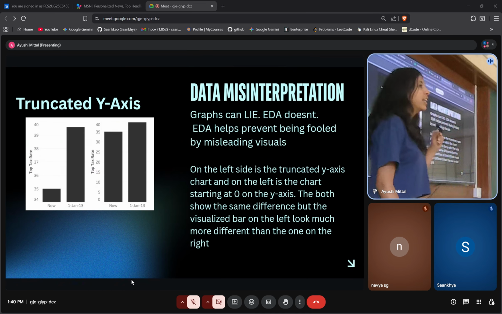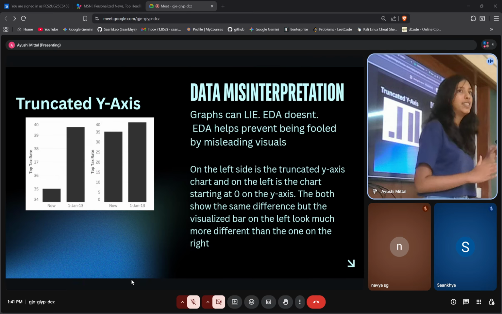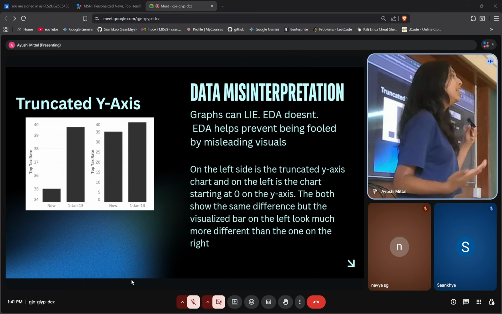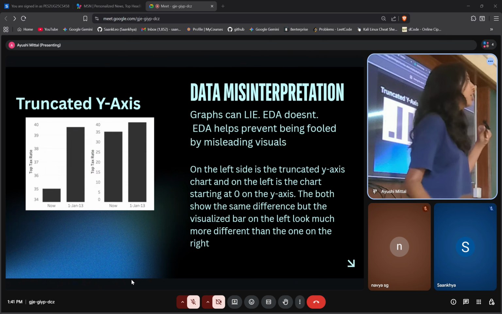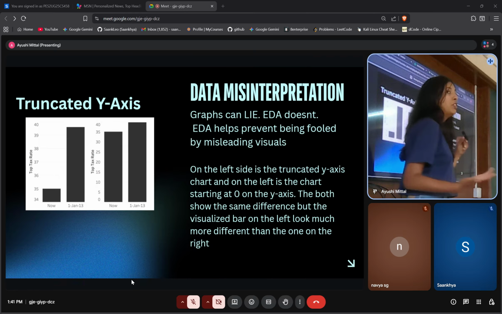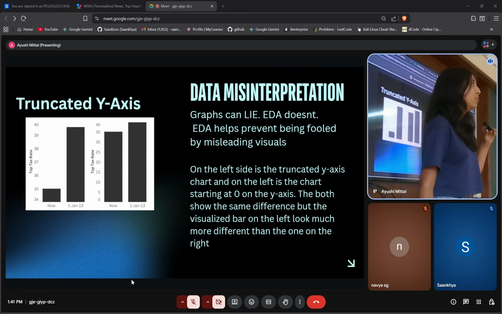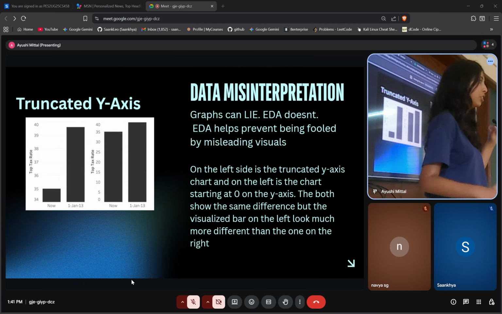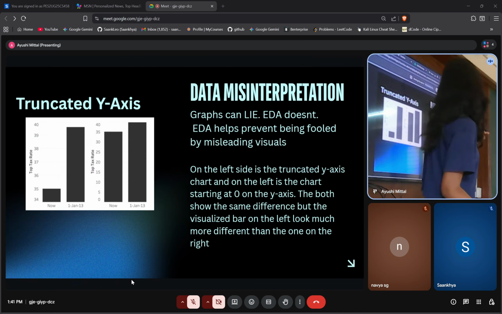Okay, so before I talked about data visualization, and I also talked about how EDA is different from data visualization, because in EDA you question and in data visualization you just show. Data misinterpretation is very common these days, where journalists and others just visually show the data, and they will give you a wrong interpretation of the data.